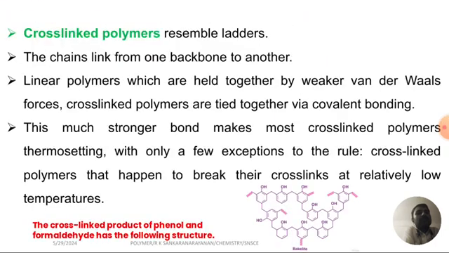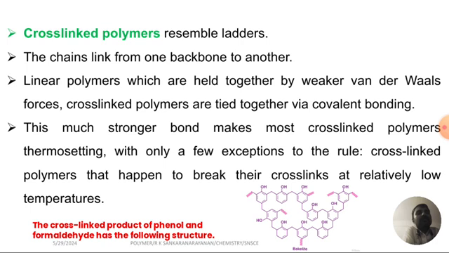Another one is cross-linked. It resembles a ladder. It's like ladder structures, with cross-links added one by one, like how the small steps are formed between the rails of a ladder. Linear polymers are held together by weaker van der Waals forces, but in some cases tied together via covalent bonds. What is a covalent bond? It is the mutual sharing of electrons.